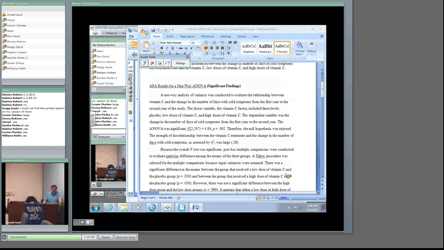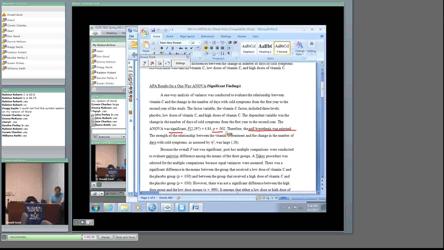And F of 2 and 297 degrees, that's the degrees of freedom between and within. The F value is 4.84, p-value is 0.02. So I'm using the word significant. I get a p-value of less than 0.05, and I am rejecting the null hypothesis. Those all say the same thing. Those are consistent with each other.